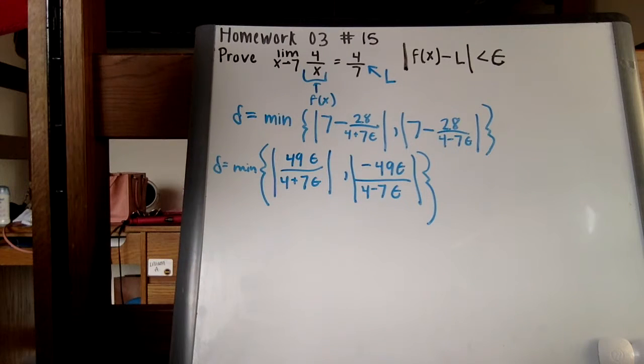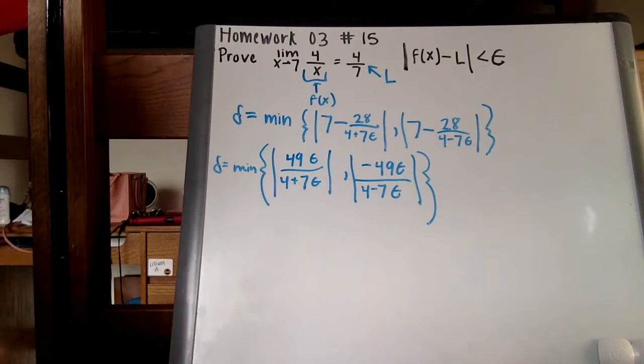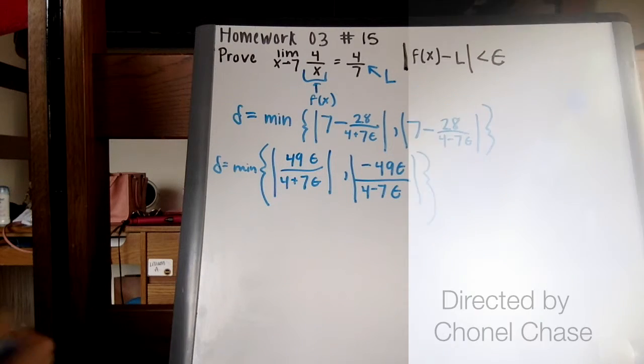And so because this value exists, it proves that the limit as x approaches 7 of our function is 4 over 7, which was the point of this whole entire problem. And that's what we wanted, so we got it.